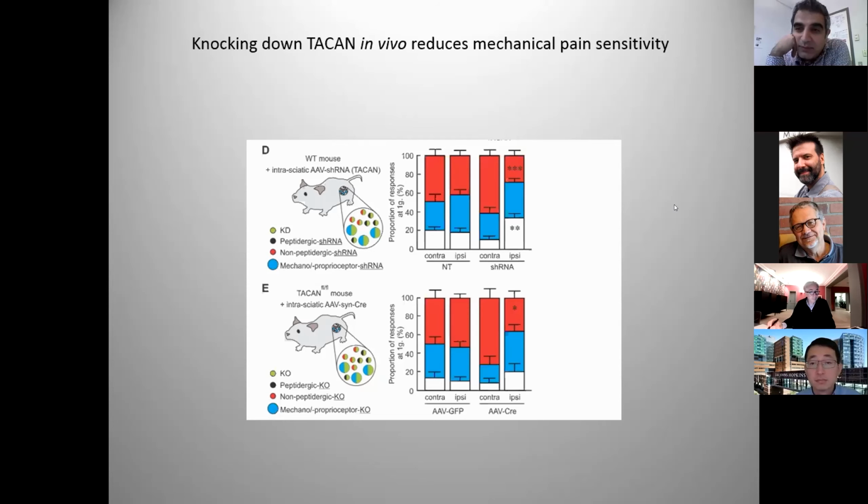And if you can see in the lower panel, if we take our fluxed animal, and again, in the sciatic nerve bundle, we inject an AAV that expresses the Cre recombinase under a neuronal specific promoter, synapsin. Once again, we can replicate the same observation, which is that the animals seem to specifically lose their ability to detect mechanical pain.